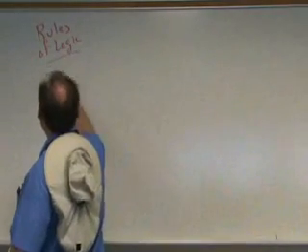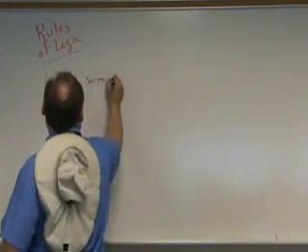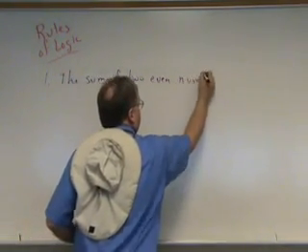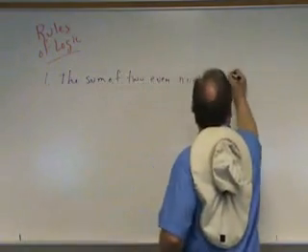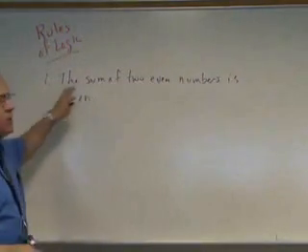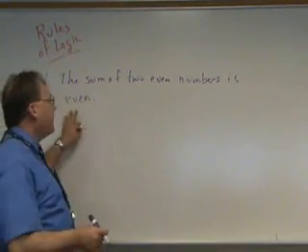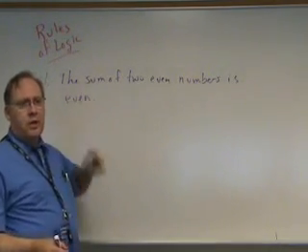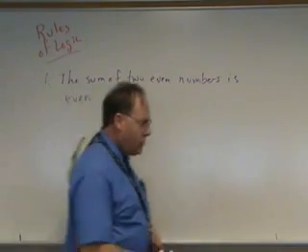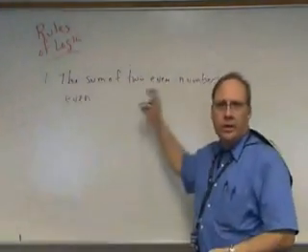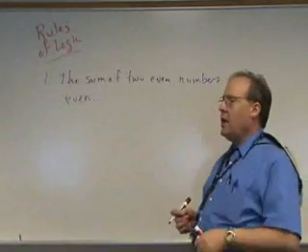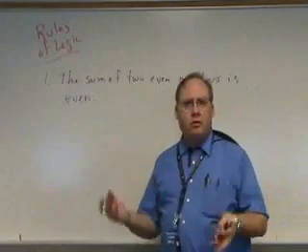So here's one. The sum of two even numbers is even. Well, is this a statement? And the answer is yes. It has a truth value. We'll determine that in just a moment. We're going to find out how to think about it. So the sum of two even numbers is even, and then we will form its negation.